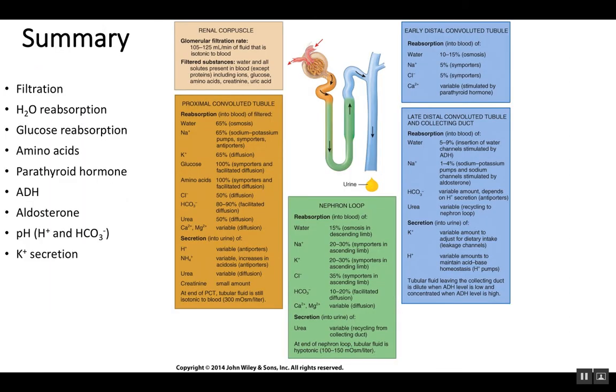This is a really good summary of all the little stuff that we've done. I'm not going to go through this because I think you can go through this, but this is a summary of everything we've just done. We've basically looked at the renal corpuscle and what occurs there. We've looked at the proximal convoluted tubule. We've looked at the loop of Henle, or nephron loop. We've looked at the distal convoluted tubule and the collecting duct.